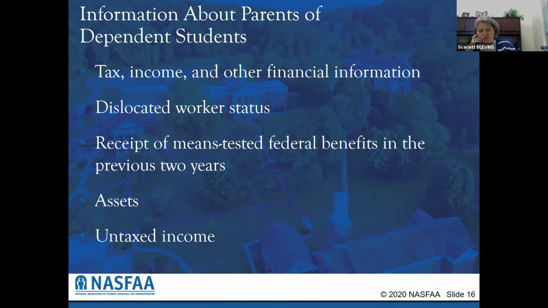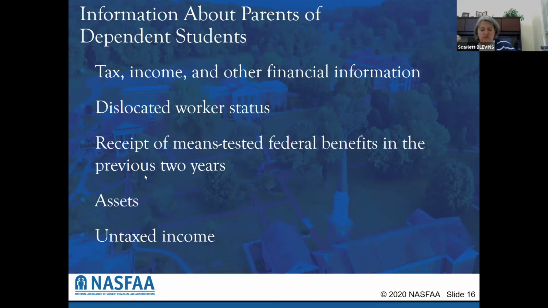And just real quick, I'll go over some of the things that would make a student independent. They'd have to be 24 years of age by December 1st of the award year. If they're an orphan or ward of the court, they're considered independent. If they're an emancipated minor in the student's state of legal residence, they're considered independent. If they're an unaccompanied youth who is homeless or at risk for homelessness and self-supporting, they could possibly be considered independent.